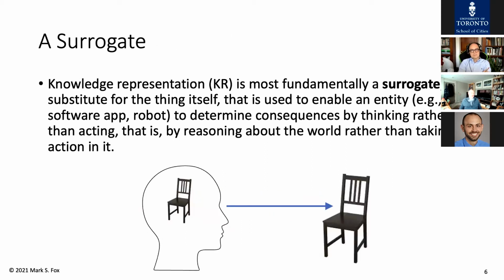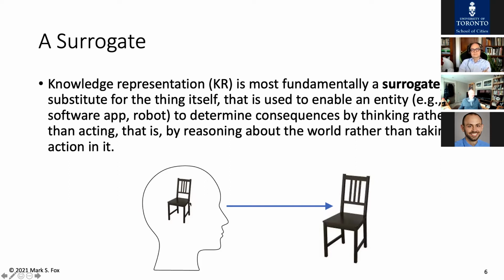From the knowledge representation perspective, a knowledge representation is a surrogate, a substitute for the thing itself. In this picture, we see a distinction between the actual chair that physically exists in the world and the chair that exists in our mind.